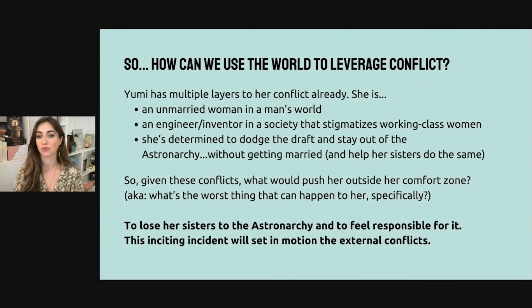So Yumi has multiple layers to her conflict already. She is an unmarried woman in a man's world, an engineer slash inventor in a society that stigmatizes working class women, and she's determined to dodge the draft and stay out of the Astronarchy without getting married. Okay, so that's one way to get out of it, but she doesn't want to get married because she's based off Elizabeth Bennet. And she's going to help her sisters do the same. So, given these specific conflicts, what would push her outside her comfort zone? AKA, what's the worst thing that can happen to her specifically?